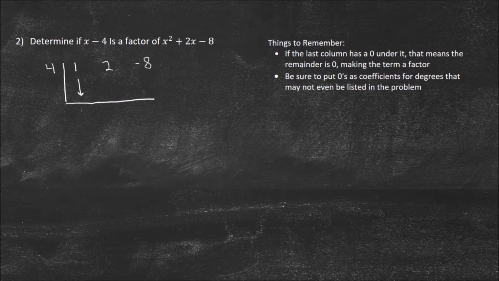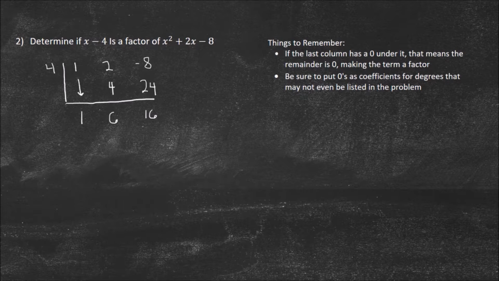And then remember, we start by bringing this down. The first number just goes down to the bottom, and it's a 1 in this case. Then now is when we start doing our multiplication and then adding down columns. So 4 times 1 gives us 4. 2 plus 4 gives us 6. 4 times 6 is 24. Negative 8 plus 24, that's going to give us 16.